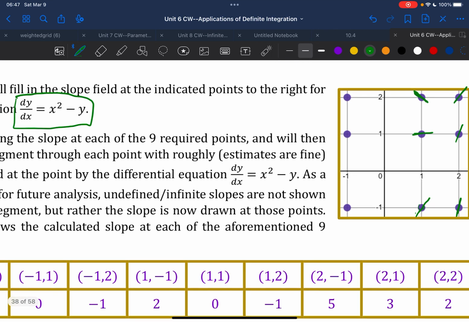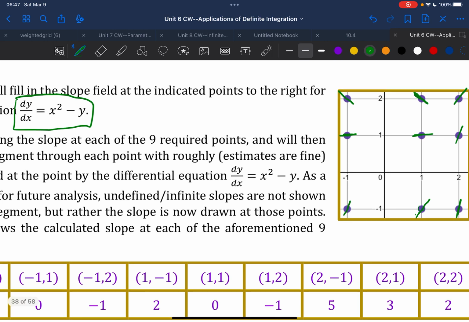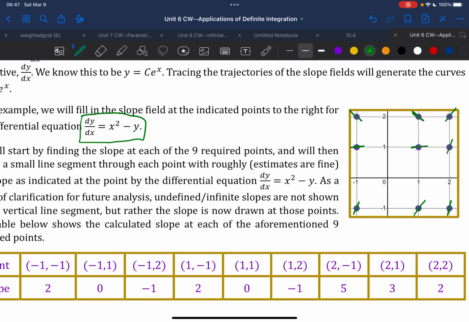And then we'll do the same thing with the last set of points. So negative 1, 1. So negative 1 squared is 1. Minus 1 is 0. If I go to negative 1, 2, negative 1 squared is 1. Minus 2 is negative 1. And negative 1, you get a slope of 2. And you're not going to be able to see much as to what the trajectory of this curve is doing, just because we have so few points. But therein is a slope field.